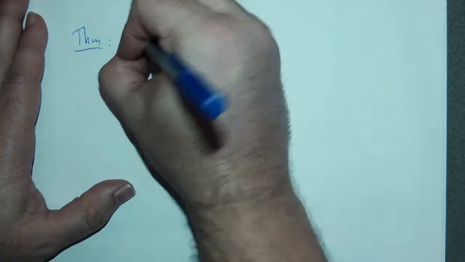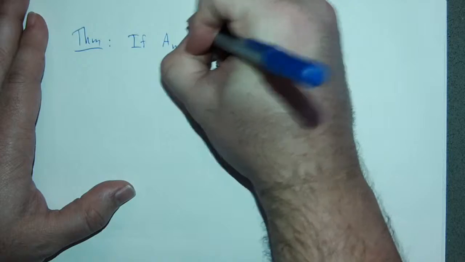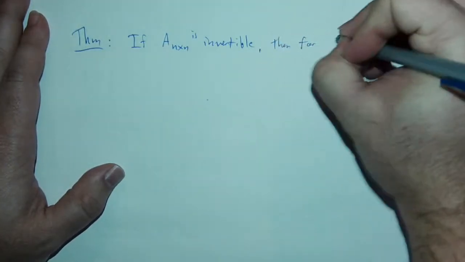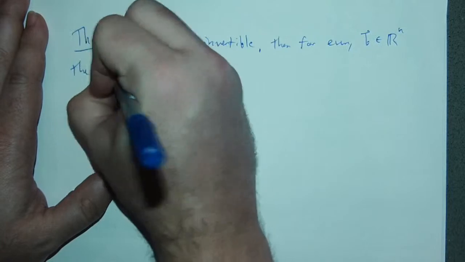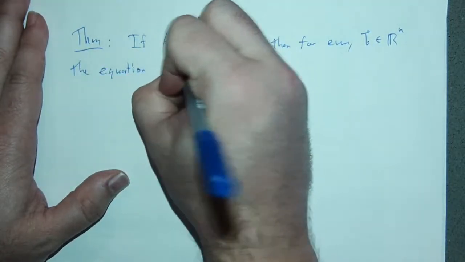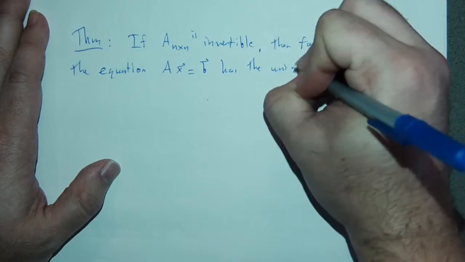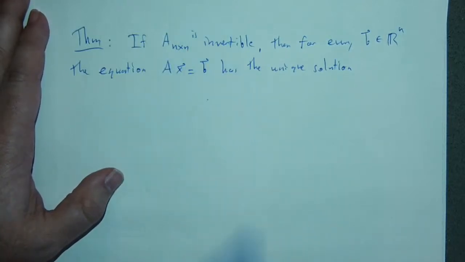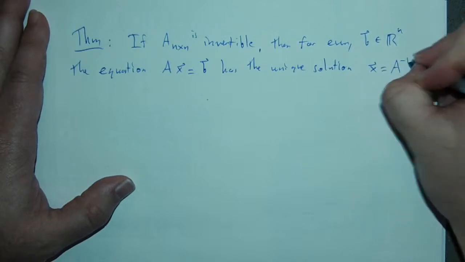Okay, so here's a nice fact that doesn't really require much of a proof. If A is an n by n matrix that is invertible, then for every B in Rn, the equation Ax equals B has a unique solution. What is the unique solution? Well, if A is invertible, it has an inverse. If it has an inverse, I can multiply both sides of this equation by it. And what do I get when I do that? A inverse times B.